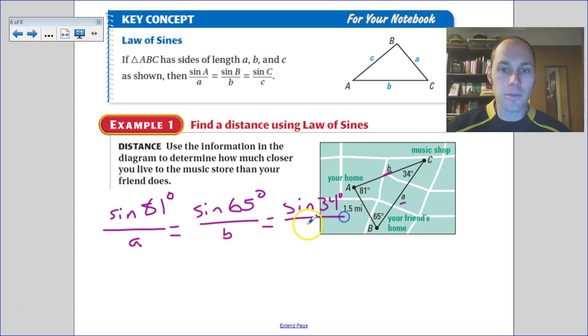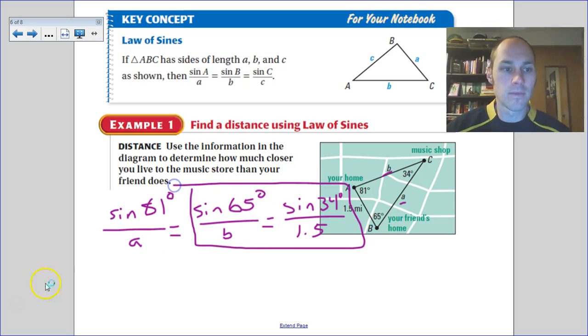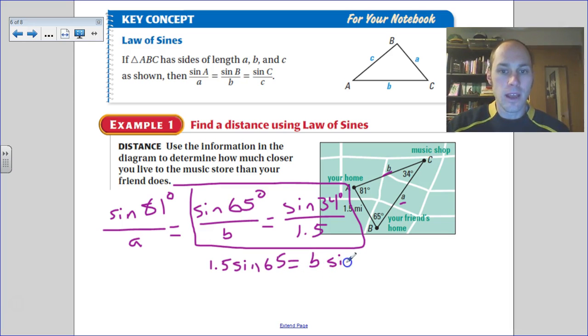And then once we set up our equation, notice we've got multiple proportions here. Let's figure out which one we want to solve first. So let's solve for b first of all. In order to solve for b, I can use cross products. So 1.5 times the sine of 65 will be equal to b times the sine of 34. And if I want to get b by itself, notice I can just divide by the sine of 34.